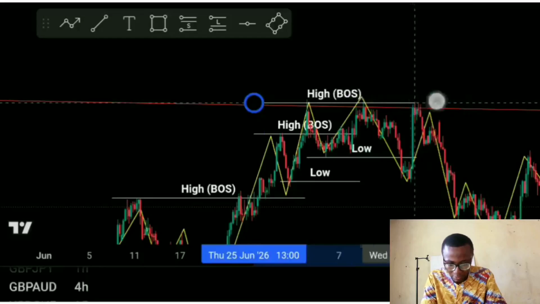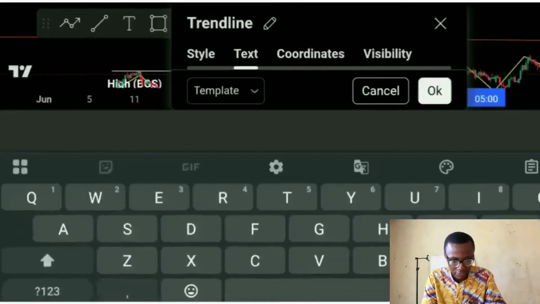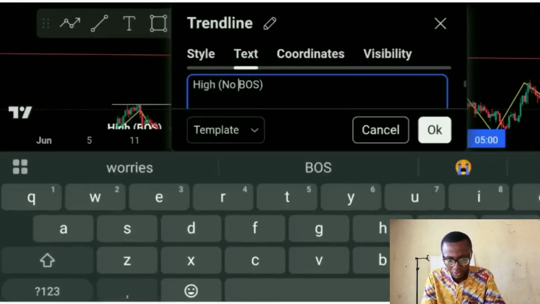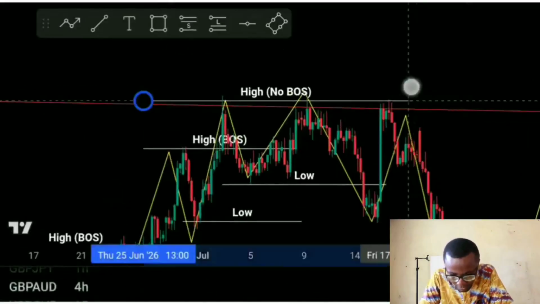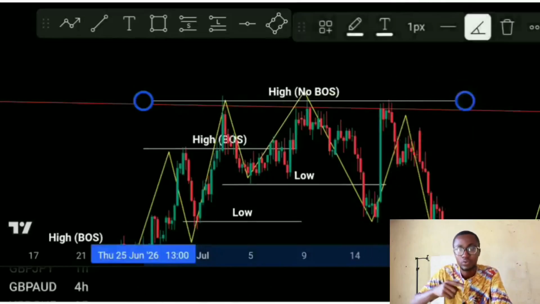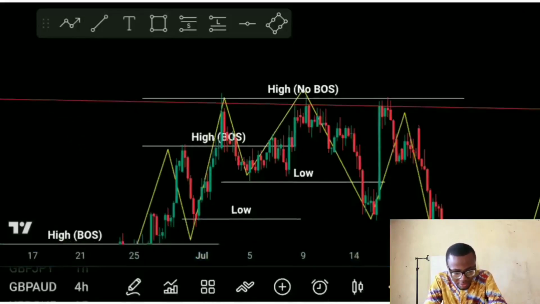So look at this high. There was no change of character in this high. There was no break of structure in this high. So I'll just name it what? No break of structure. So this high was not broken. I say no break of structure because it has to break it and continue, right? And this is my resistance zone from the higher time frame. You can see this red trend line here.